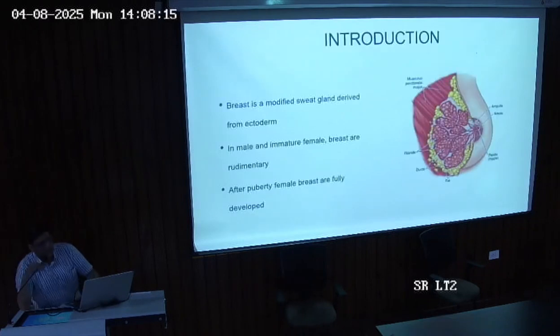So, introduction. As you see in this diagram, what is the breast? It is a modified sweat gland. In males and immature females, it is rudimentary or atrophic. After puberty, female breasts are fully developed.